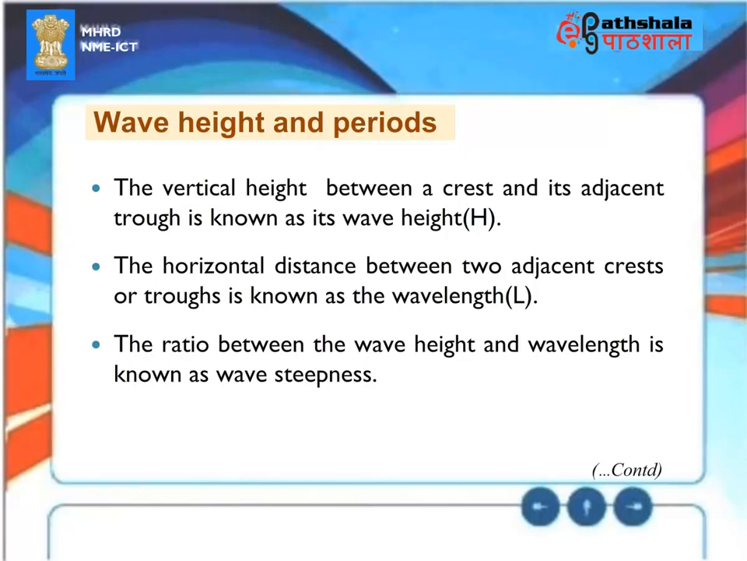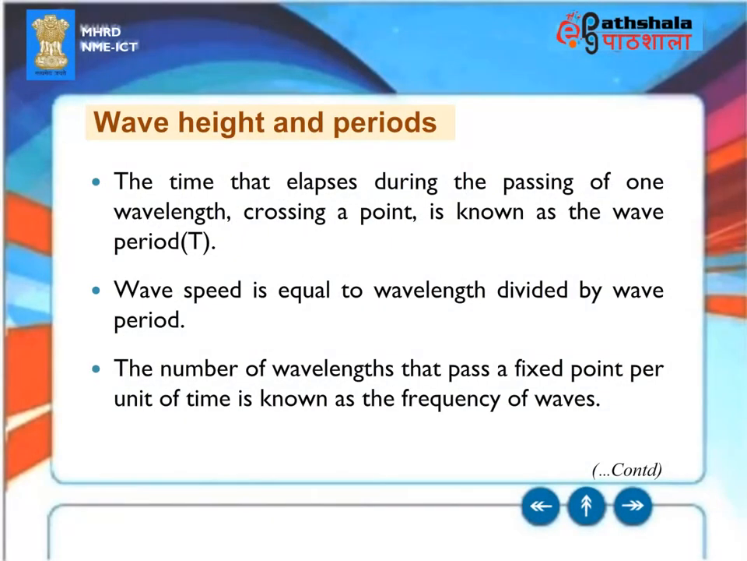The ratio between the wave height and wavelength is known as wave steepness. The time that elapses during the passing of one wavelength crossing a point is known as the wave period, T. Wave speed is equal to wavelength divided by wave period. The number of wavelengths that pass a fixed point per unit of time is known as the frequency of waves.